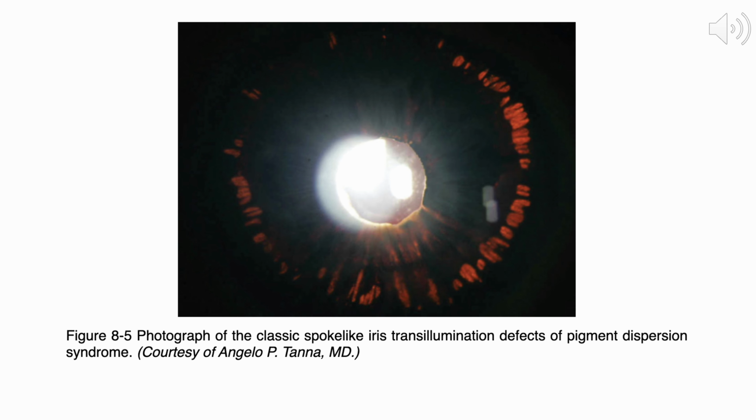This photograph shows the classic spoke-like iris transillumination defects seen in pigment dispersion syndrome. These defects occur when the posterior iris pigment epithelium is lost in a radial pattern, allowing light to pass through and reveal the underlying reddish-orange glow from the fundus. The spoke configuration reflects the arrangement of the iris's structural support and its contact points with the zonular fibers. Detecting these transillumination defects on slit lamp examination is a key diagnostic sign, often prompting further evaluation for pigmentary glaucoma.